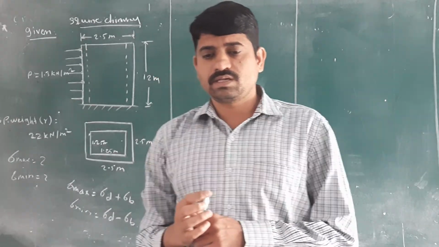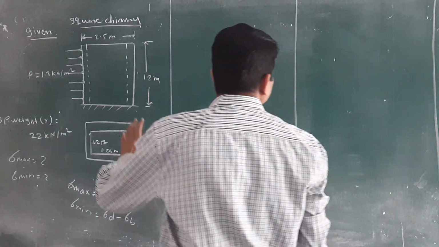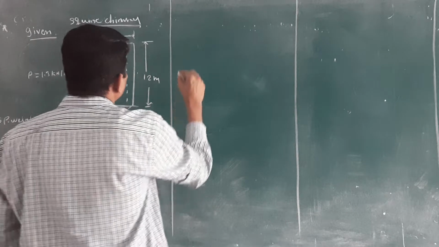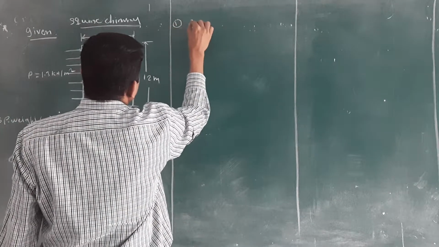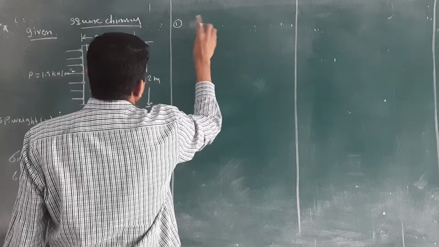We will see the details. First we want to calculate what we know. We require the area. First is that we require the cross sectional area.